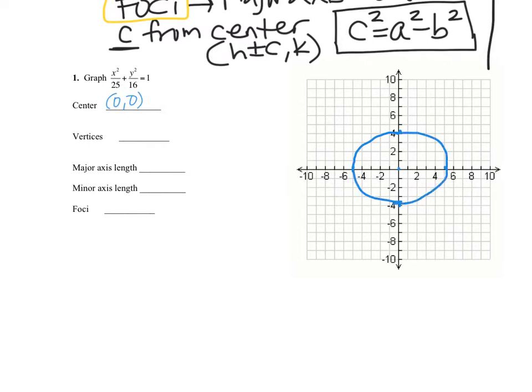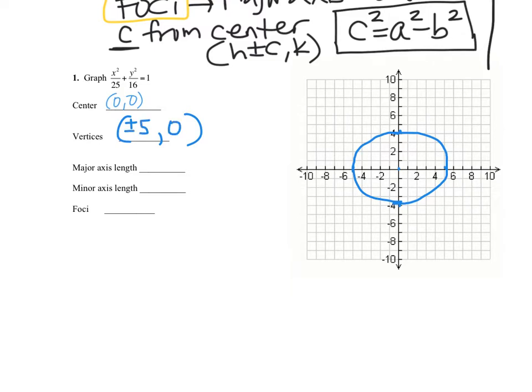Okay, and there's the ellipse. And now we're going to answer all their questions, okay? So the vertices are going to be the points that are the farthest away from the center. And in this case, the farthest points away are on the x-axis. They're at plus or minus 5, 0.